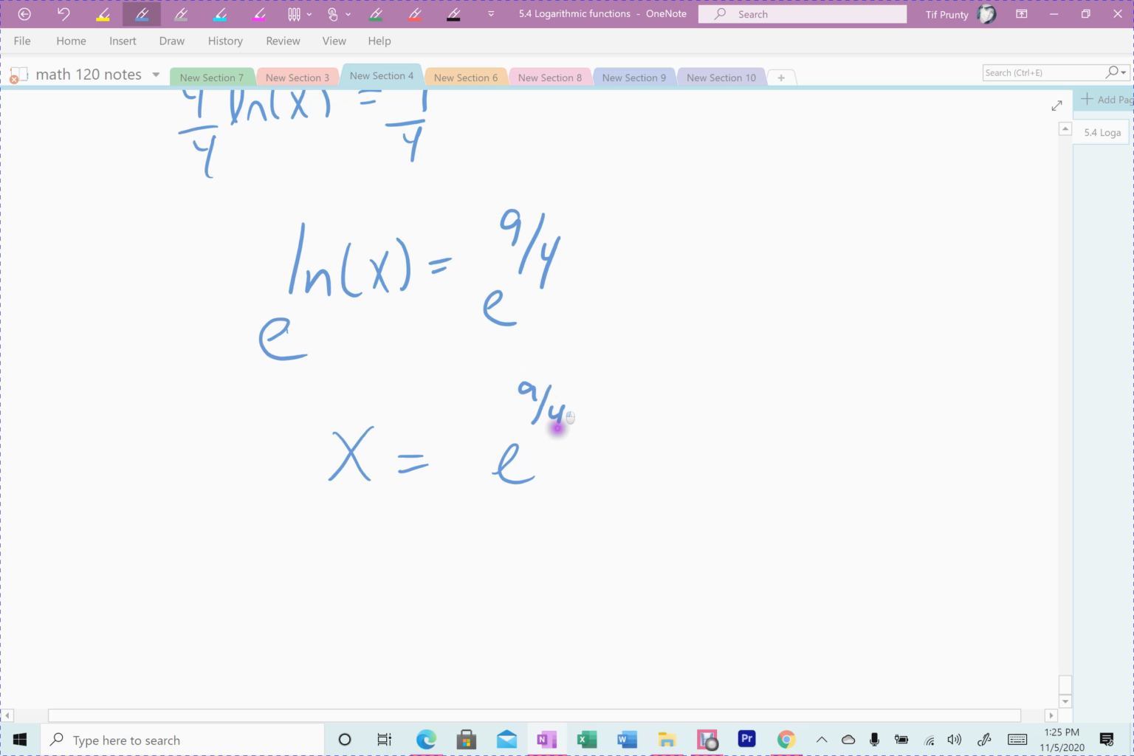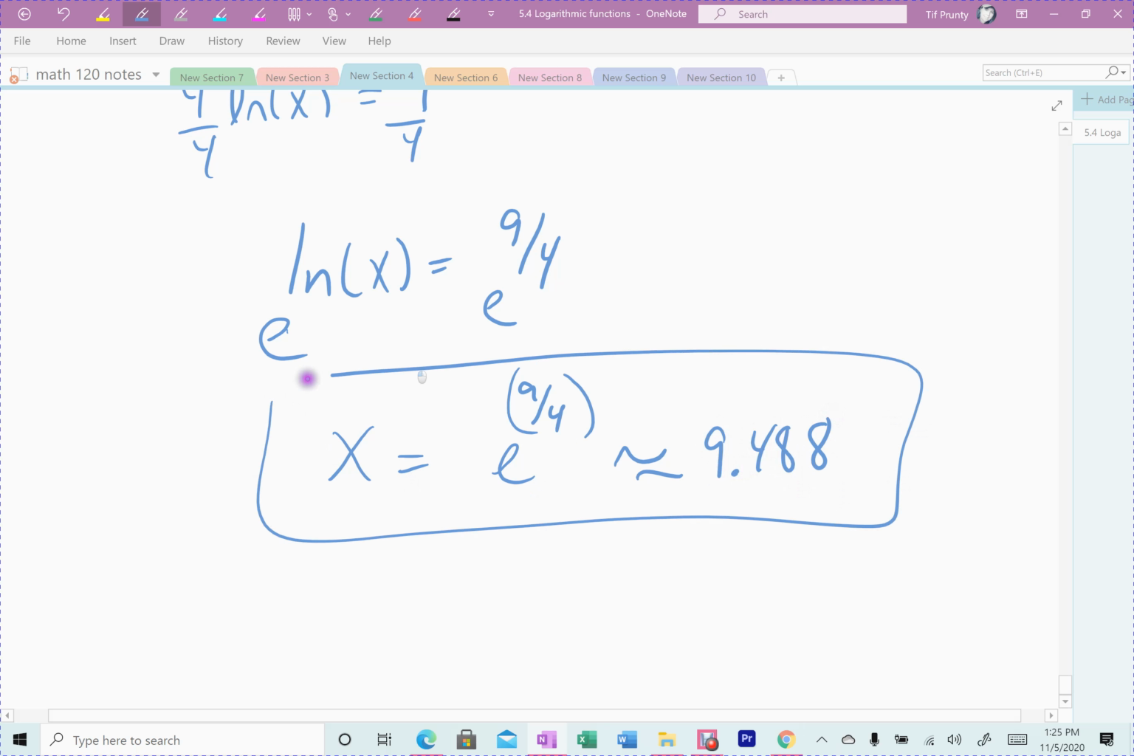And then again, type that in the calculator. E raised to the 9/4. And when you take e raised to the 9/4, it comes out 9.488 if I round to 3 decimal places. And there's my final answer.